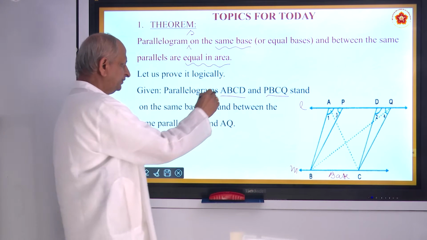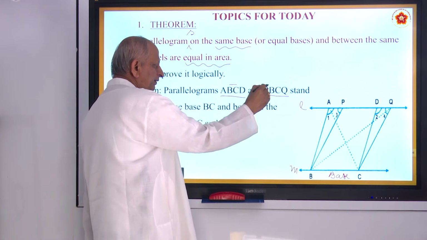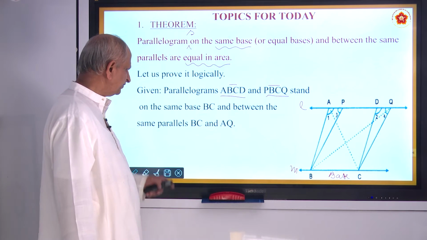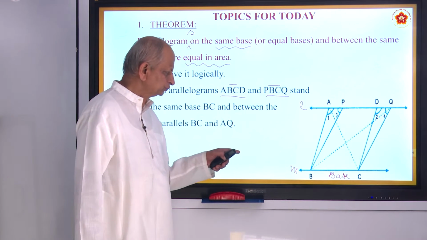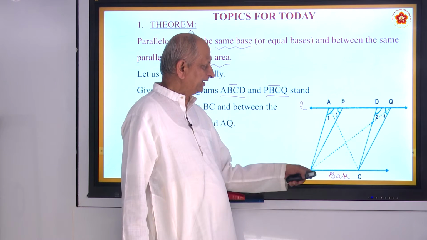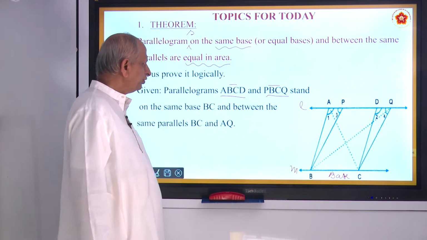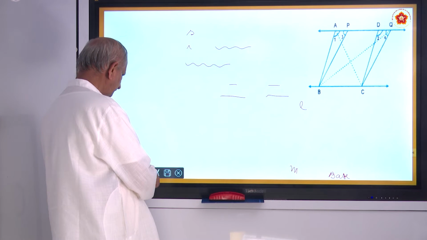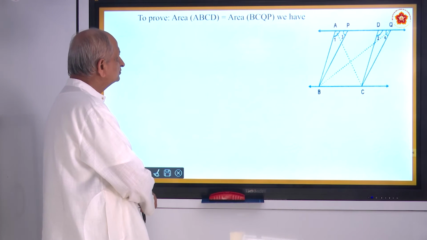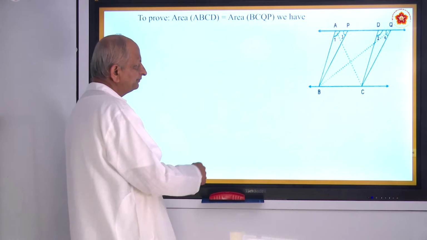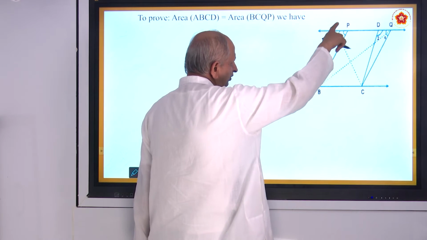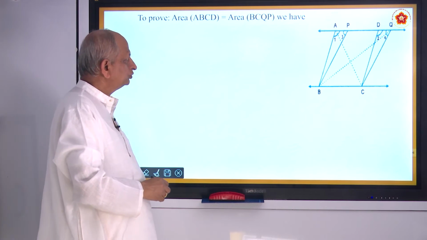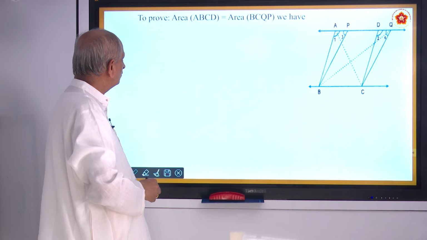have the same base called BC. BC is the base. They stand on the same base and between the same parallels BC and AQ. So these are the parallel lines. So now what you have to prove? You have to prove that area of ABCD is equal to area of PBCQ. So that is what you have to prove.